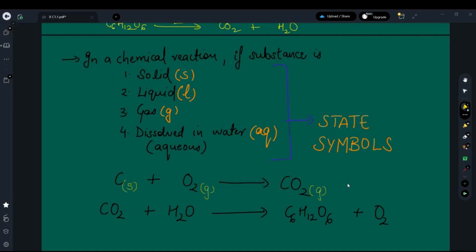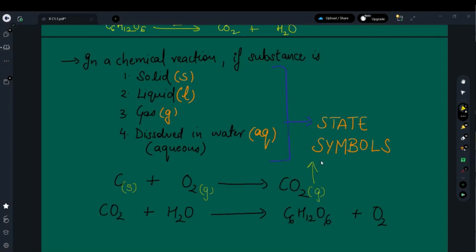Now, one more thing I'm adding here, which is not given here, but it is written regardless, is that in case of products, we are not able to see whether something is evolved or something is precipitated in this case. So since CO2 is a gas, it is given off. So we show it by an arrow pointed upwards. Is that clear? Because CO2 is a gas, I can show it as an arrow upwards in this case. Clear? Any doubts, any questions?